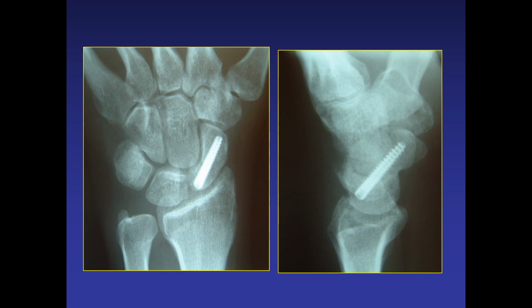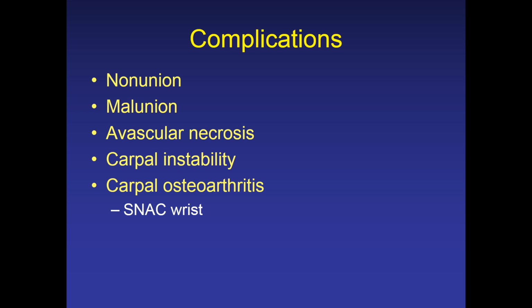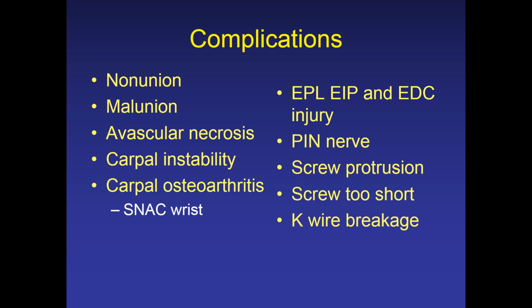So there's a percutaneously fixed fracture, proximal third. Okay. Just looking at the complications, these are all obviously generic complications: non-union, malunion. Avascular necrosis is difficult to quantify, in terms of which patients are going to get it, other than to say that the more proximal the fracture, the higher the risk of avascular necrosis, and that's well documented. Carpal instability and osteoarthritis. But some more specific ones, especially with your posterior approach: EPL, EIP, and EDC.